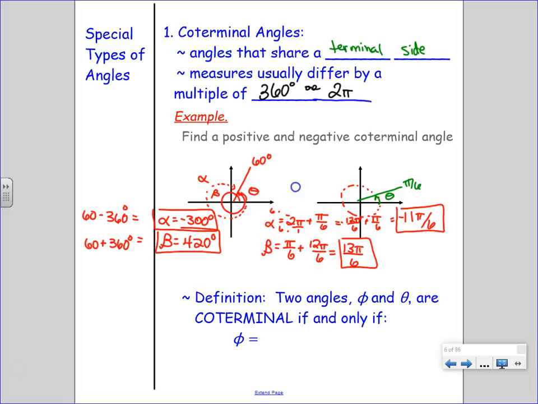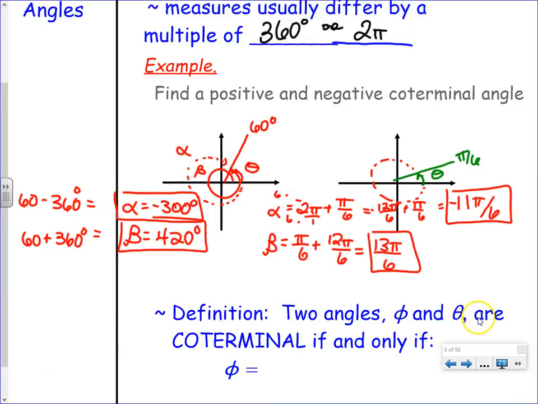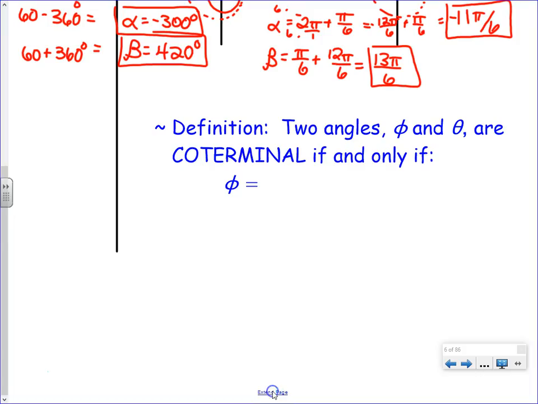But at the very bottom of the page, definition, 2 angles. Ooh, what's that Greek letter? Pi. Not pi. Sigma. Phi. Phi, phi, fo, fum. Is it phi or phi? I think it's phi. Yeah. I saw the English one.